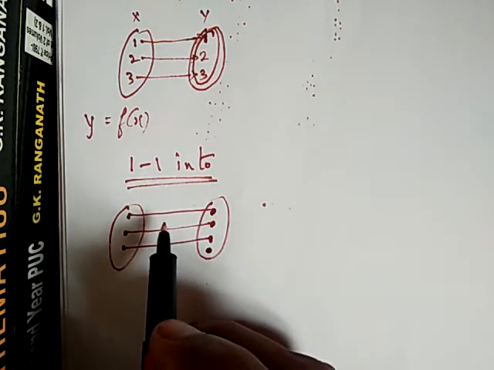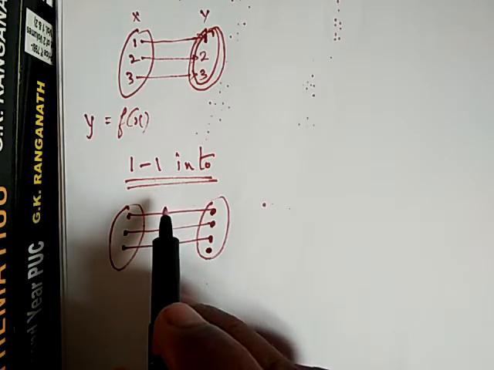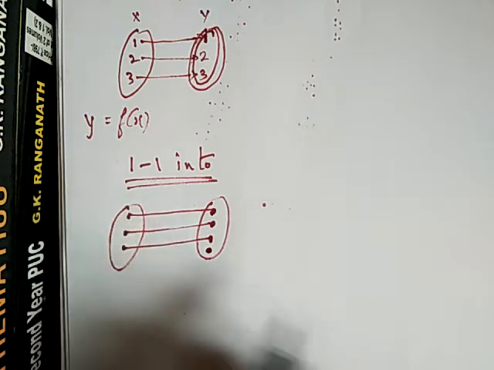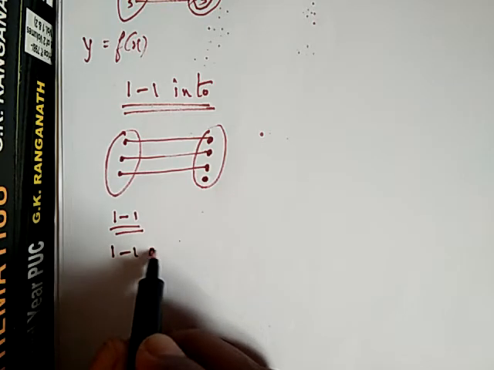In the examination, to prove one-one into, it is enough to first say whether it is a one-one function or not. After knowing that it is a one-one function, you have to prove whether it is onto or not.